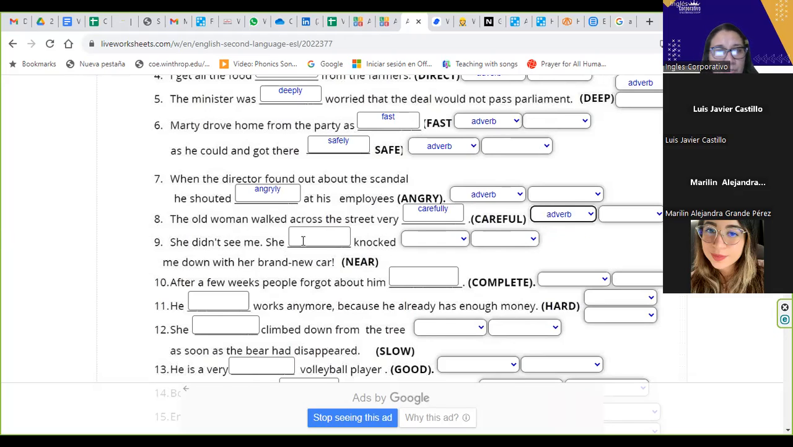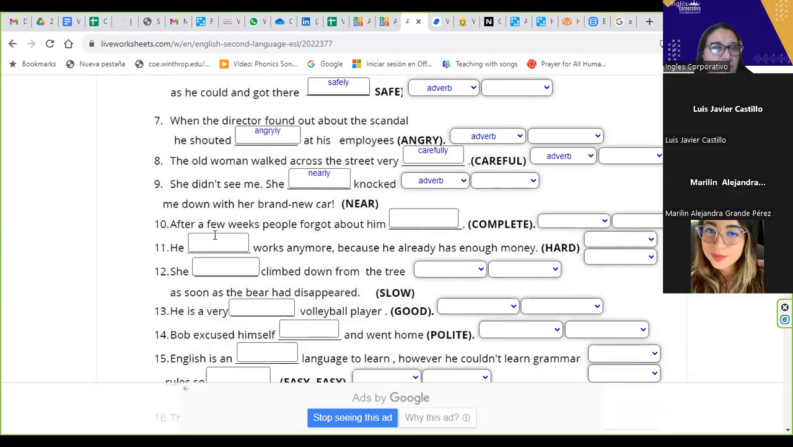She didn't see me. She knocked me down with her brand new car. She nearly knocked me down. So that would be another one, with her brand new car. The other one is after a few weeks, people forgot about him completely. That's another.